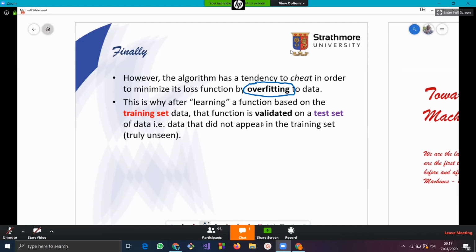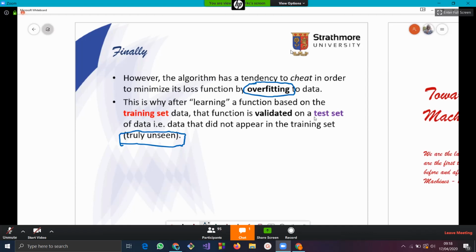So what is to overfit? To overfit is to be too specific to the training data, such that when you are given other data that you have never seen, which I call truly unseen, then the algorithm will not perform well. There is a machine learning joke that you train on a data set, then you test on the same data set, then you see that your model is 99.9% accurate. Then you say, this is a model like no other.